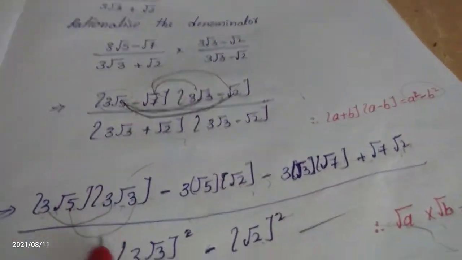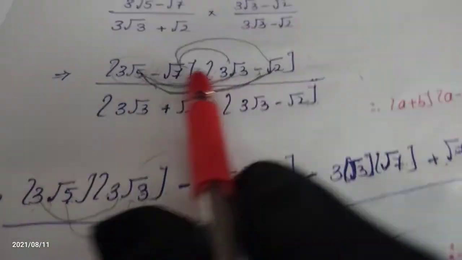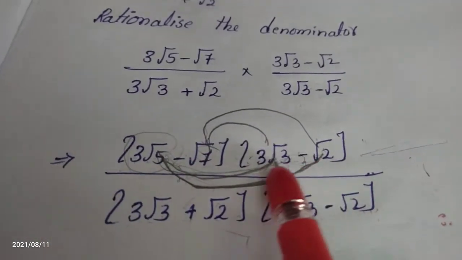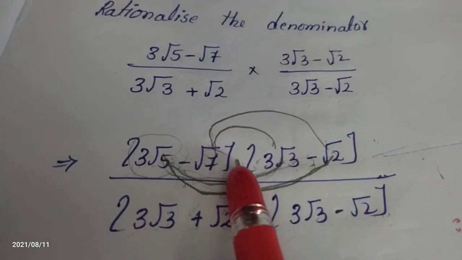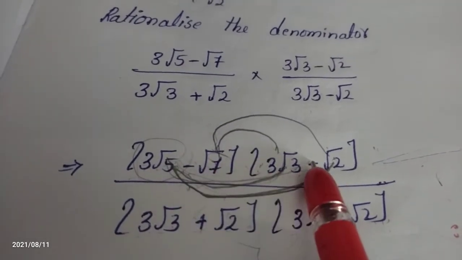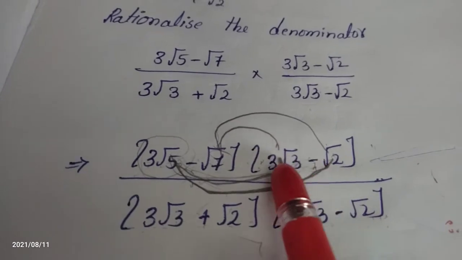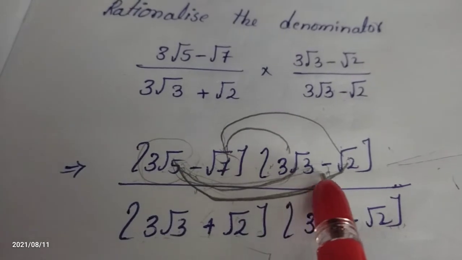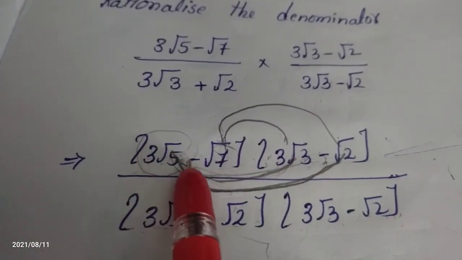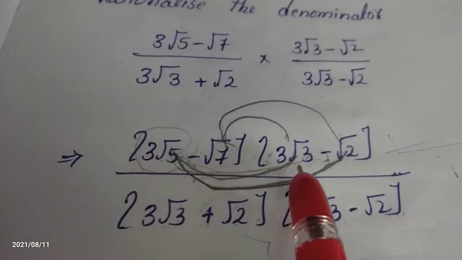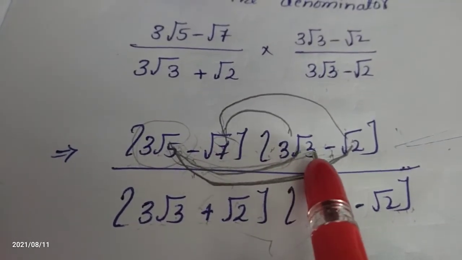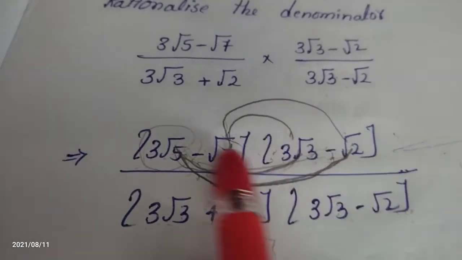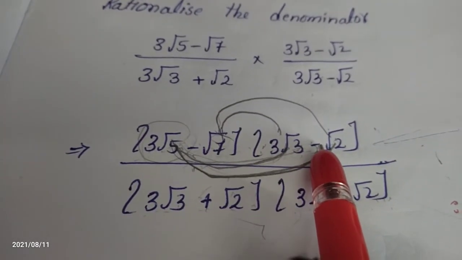On the next step, what do we have to do? We have to multiply. First we have to check whether any formula is applicable here or not. We can apply a formula only when the values are similar. Can you see the numerator? Are there any similar numbers? Here 3 root 5 minus root 7, both are different from each other, and 3 root 3 minus root 2 is also different. The four numbers are different, so we cannot apply any formula on the numerator.